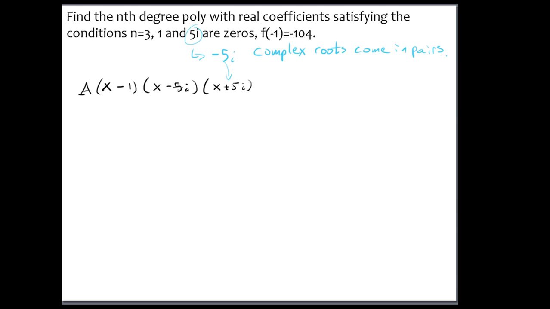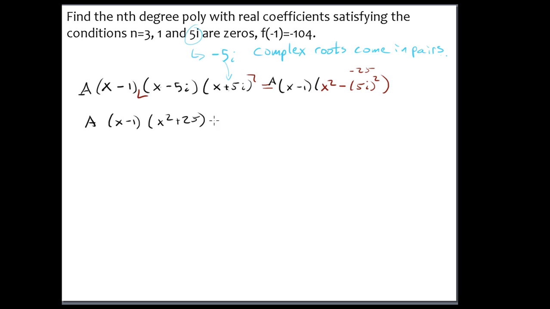So let's multiply this. Now this right here is a complex conjugate pair, and I'm pretty sure we know how to multiply those. We get x minus 1 times x squared minus 5i squared, so that's minus a negative 25. And we've got that constant out in front, so we're going to have a constant times x minus 1 times x squared plus 25.